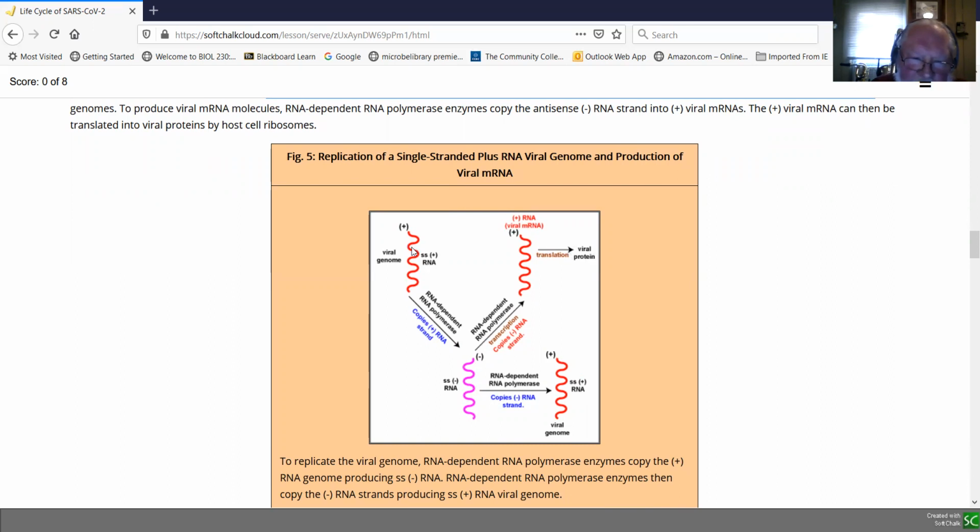But the virus has to make many copies of the genome. So what it has to do is use an RNA-dependent RNA polymerase to copy the sense strand into a complementary negative antisense strand. Then the RNA-dependent RNA polymerase can copy the negative antisense strand into more copies of the sense RNA genome. So that's how it makes many copies of the genome. It has to make a complementary antisense strand and then copy that back into the genome. And that also functions then as the messenger RNA, which can be translated into viral proteins.